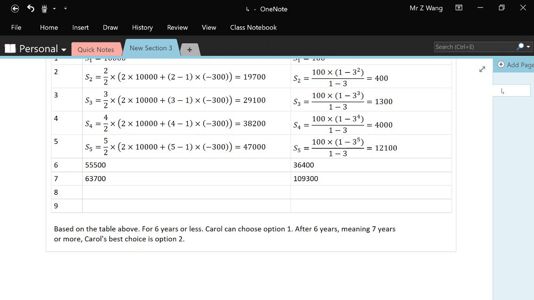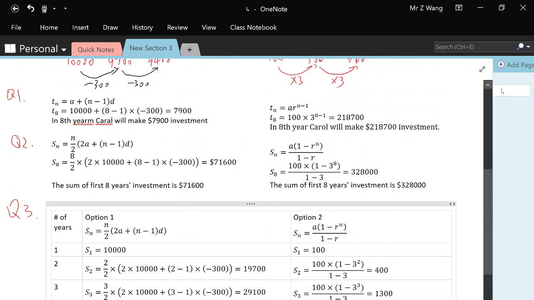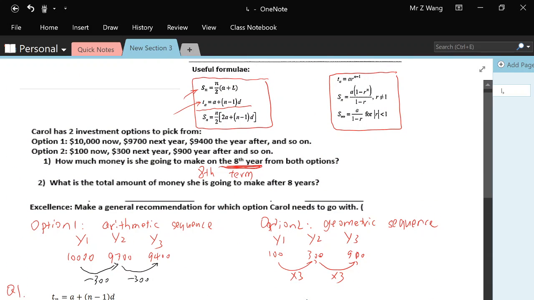I hope this makes some sense. And then if you have finished up to this point, you get excellence, right? Okay. If you have any questions, please let me know, right?